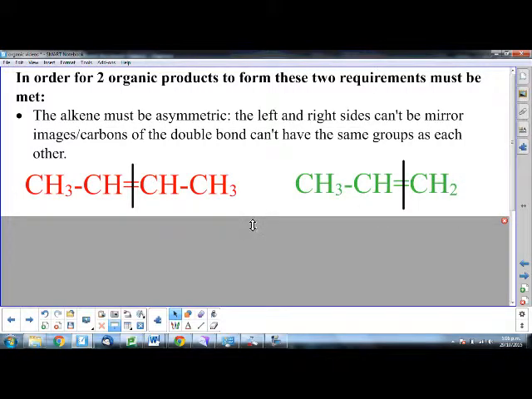We're not interested in whether or not the two groups on each carbon are different to each other. We're comparing the left side as a whole, what groups does it have, to the right side as a whole, and what groups does it have. The red structure would not be an asymmetric alkene, simply because both of those two carbons have an H and a CH3 attached to them. The green structure will satisfy this rule because an H and a CH3 is different from having two H's.